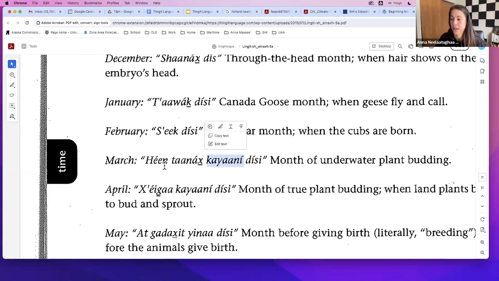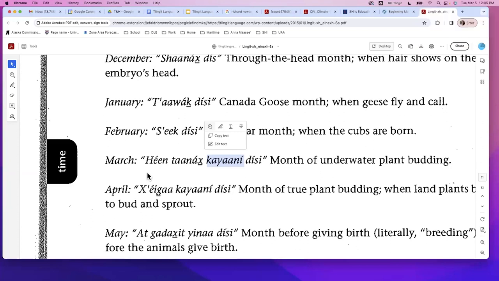And then we're specifying what kind of plants here. This is water immersed in it, inside the water plants. So let's do the first two words. It means underwater. Hin tanach. Hin tanach. And then repeat after me. Hin tanach kayani disi. Good. Let's do it two more times for repetition.